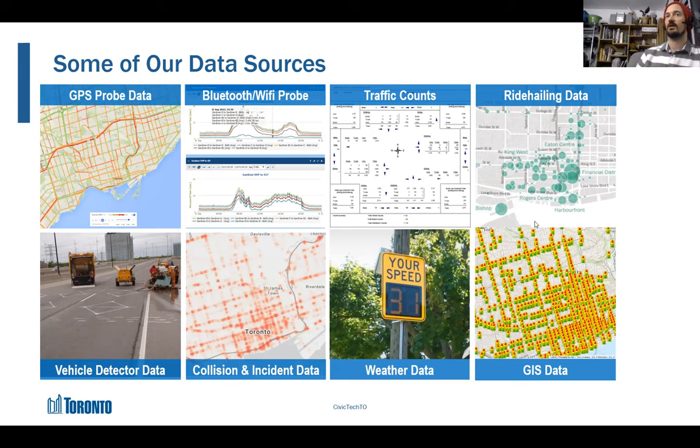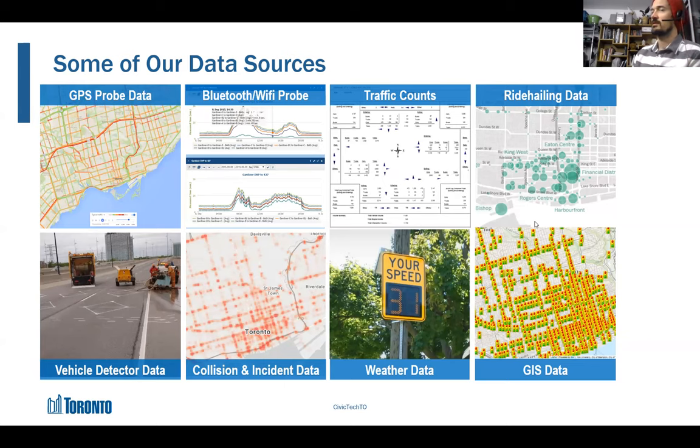We conduct a lot of ad hoc traffic counts. We also have installed almost 60 multimodal volume counting cameras at intersections. We get ride hailing data or data on the vehicle for hire industry from our partners in municipal licensing and standards. There are vehicle detector stations, such as in the bottom left, which provide volume and occupancy and speed data, but we mostly use the volume data.